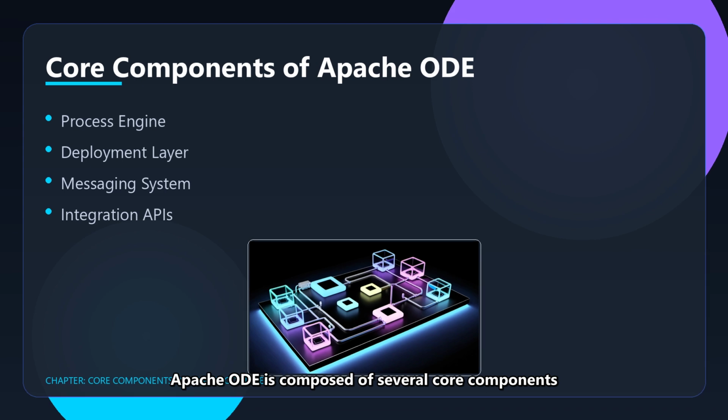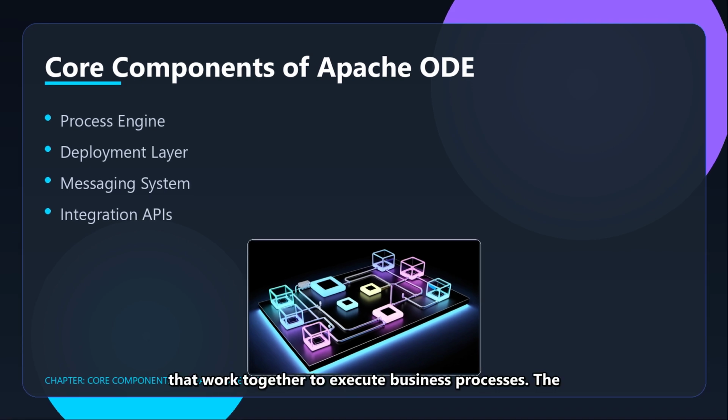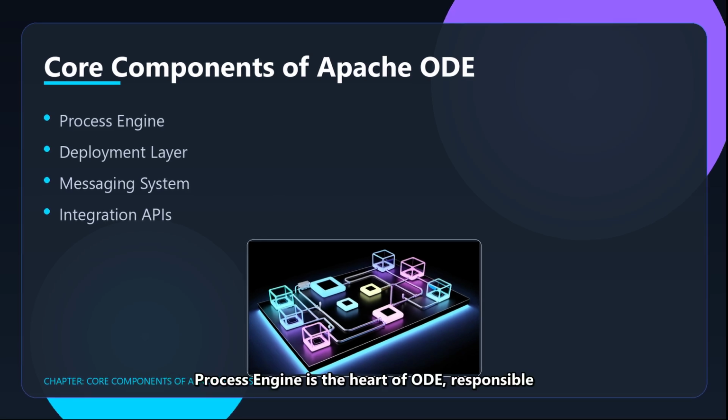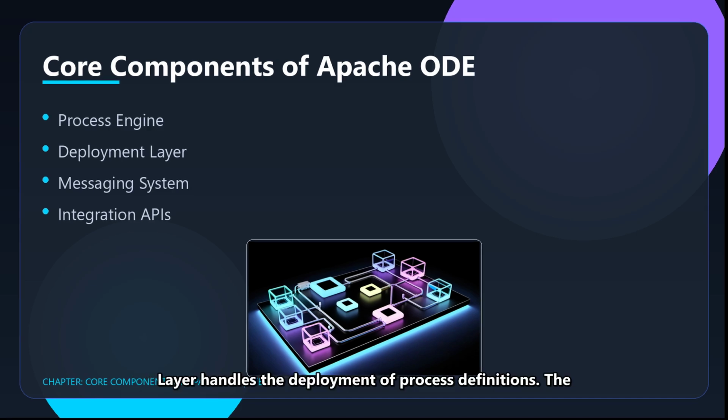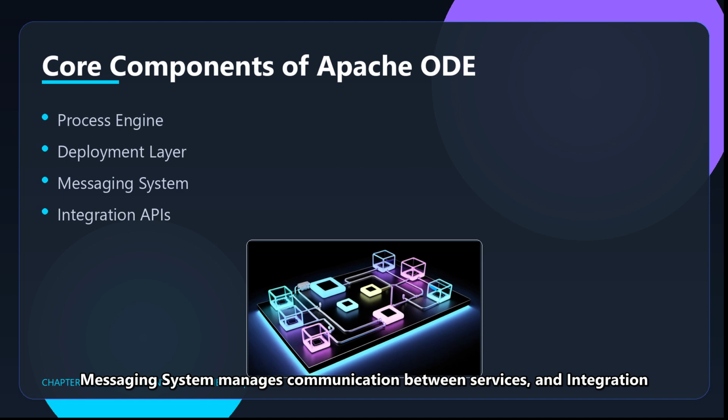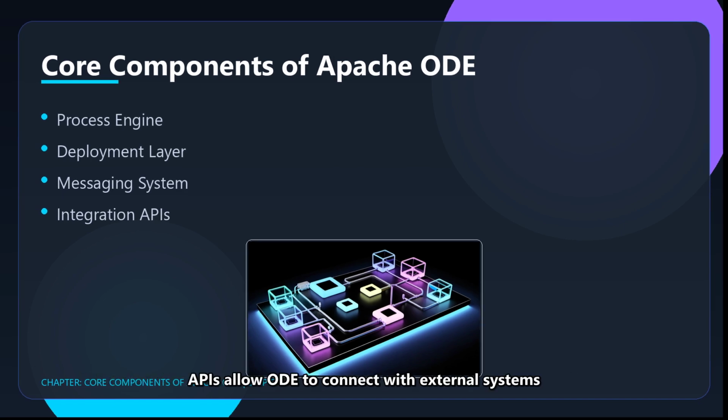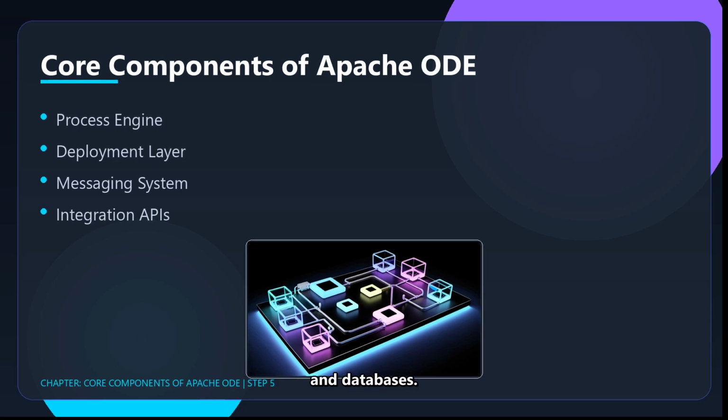Apache ODE is composed of several core components that work together to execute business processes. The process engine is the heart of ODE, responsible for interpreting and executing BPEL processes. The deployment layer handles the deployment of process definitions. The messaging system manages communication between services, and integration APIs allow ODE to connect with external systems and databases.